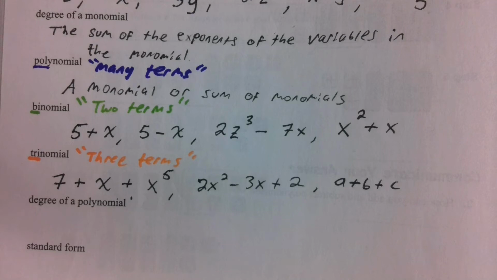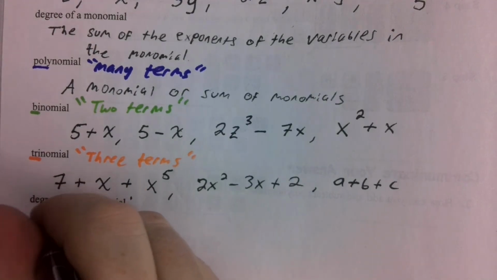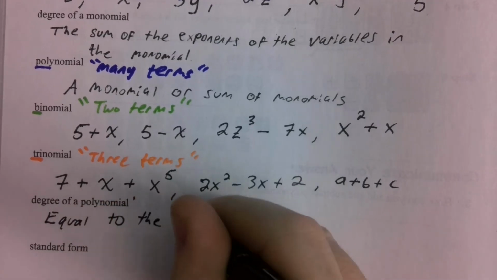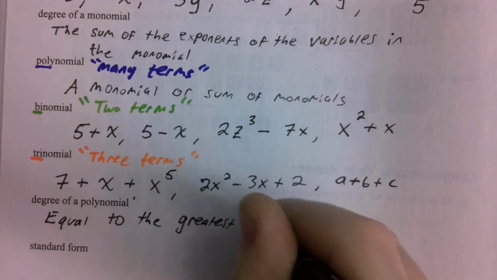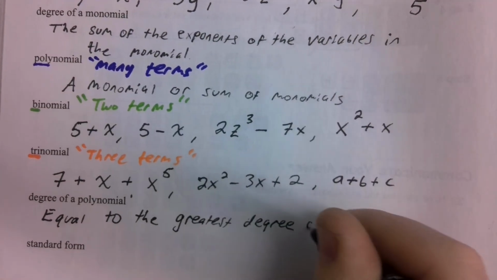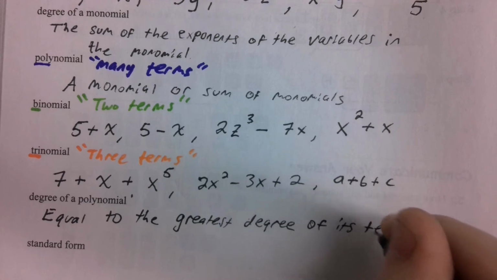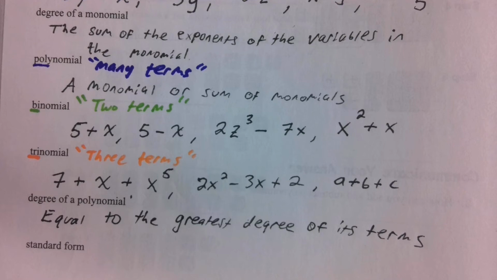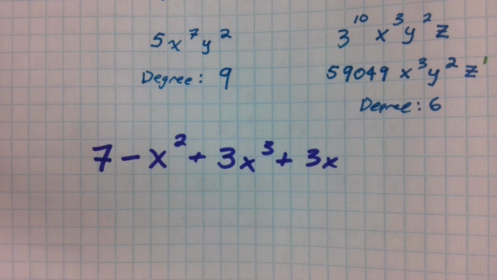The degree of a polynomial is equal to the greatest or highest degree of its terms. Think of it as a label. Instead of counting up all the variables in a polynomial, because some polynomials go very, very long, it'd be very tedious to count up, we just look for what's the biggest degree in this polynomial, and that'll be the degree of the whole polynomial.